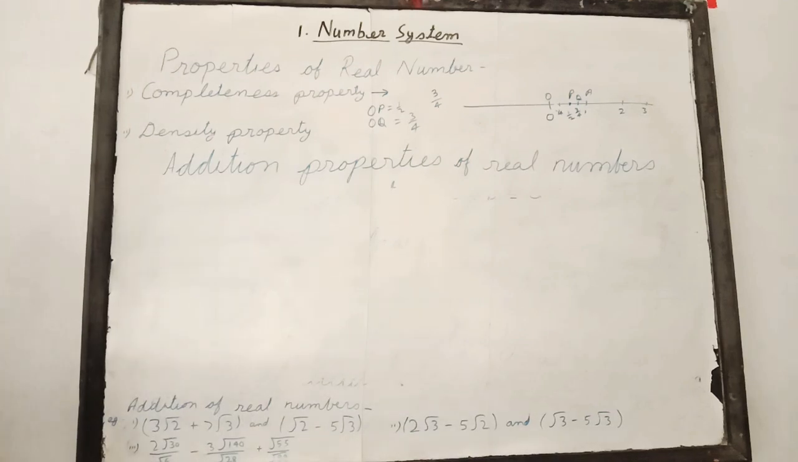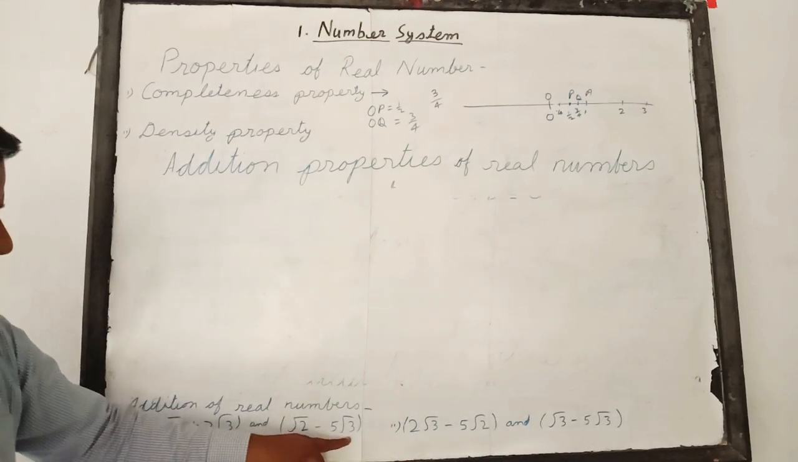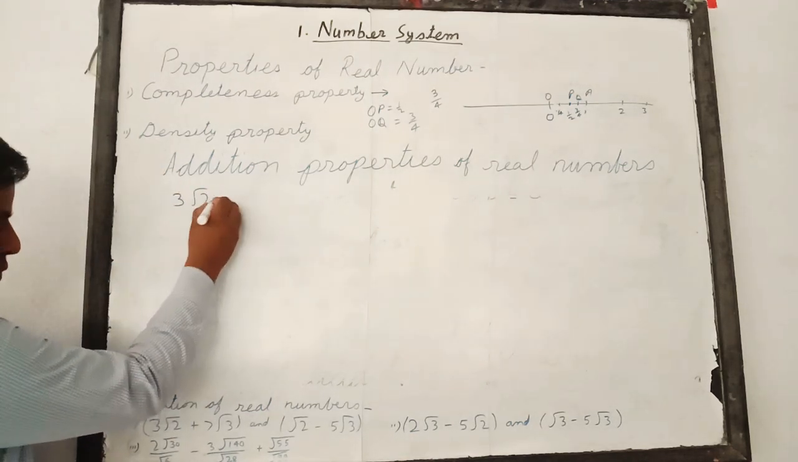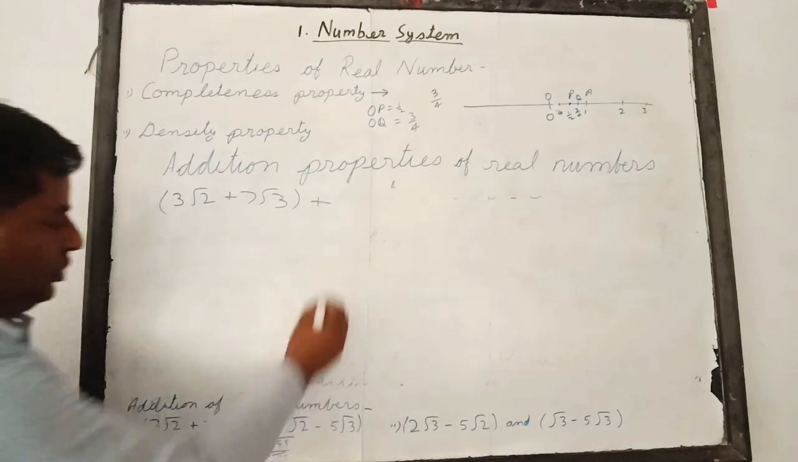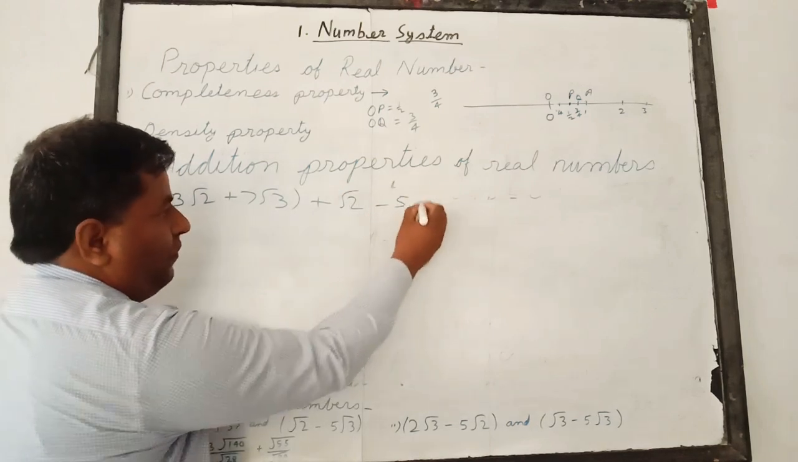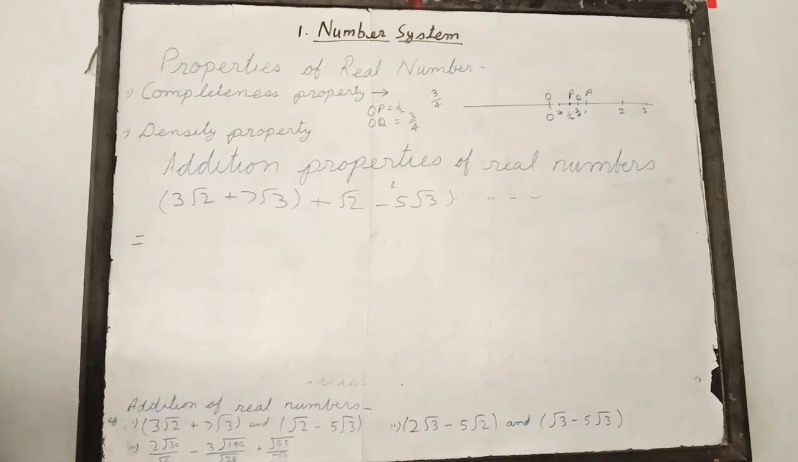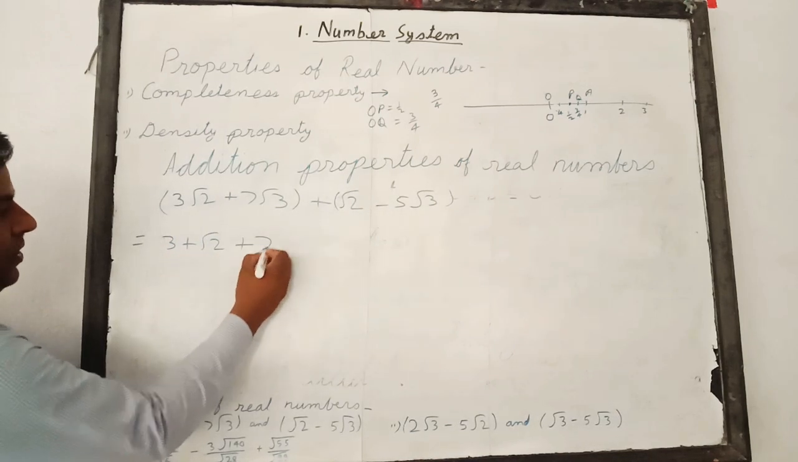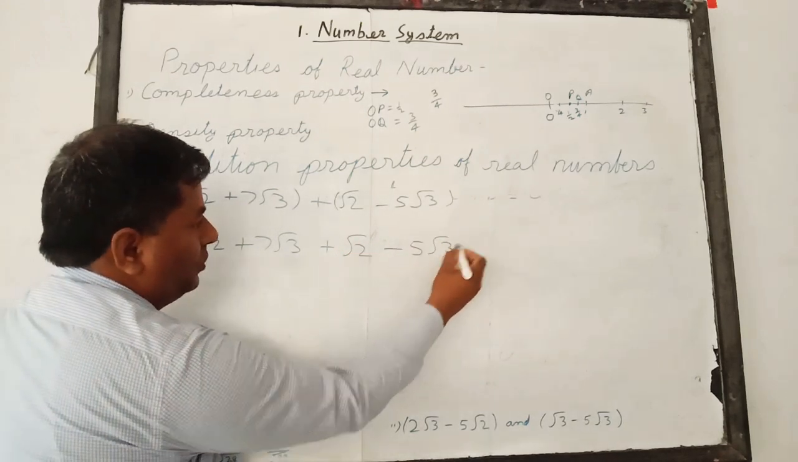The first example is 3 root 2 plus 7 root 3, and to this we have to add root 2 minus 5 root 3. So how can we do the sum of this? First we take 3 root 2 plus 7 root 3. To this we have to add root 2 minus 5 root 3. In this case, what can we do? First, we take the numbers out of the bracket. So we have 3 root 2 plus 7 root 3 plus root 2 minus 5 root 3.